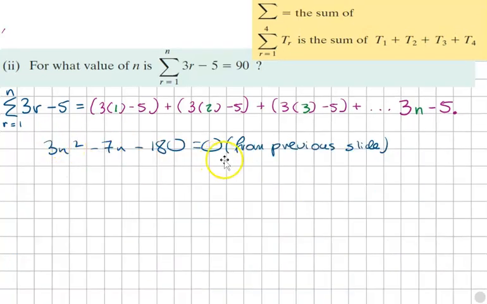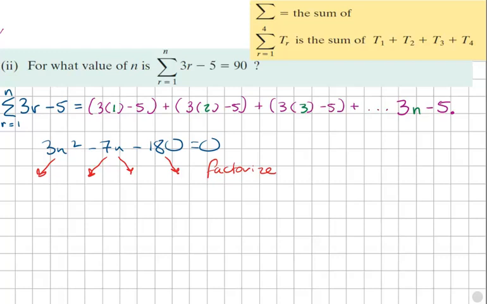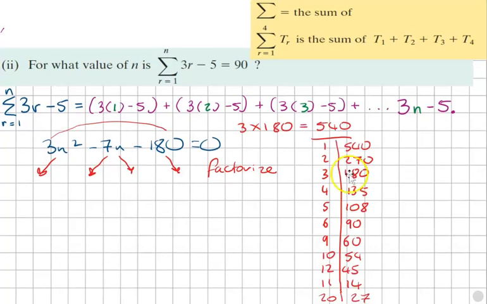So I just wrote this out again from the previous slide. So I'm going to factorize. I'm going to use the arrow method. So 3 times 180 is 540, and we have a lot of factor pairs for 540, so this is probably a longer way to do it than minus b. Sometimes factorizing is quicker. In this case, it's probably not, but I'm going to show you both methods.